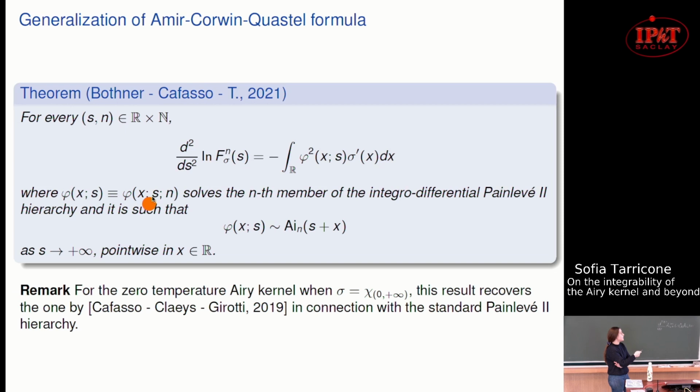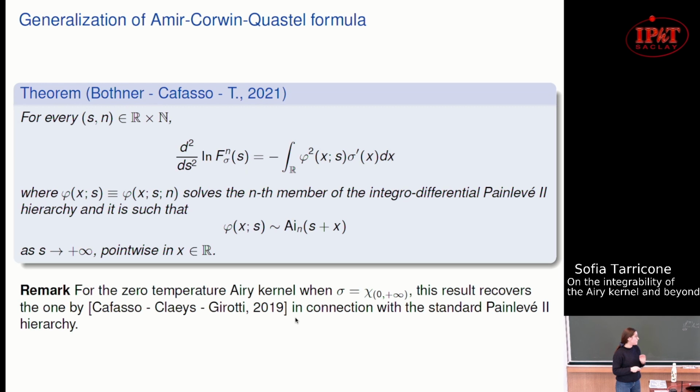It solves the nth member of an integro-differential Painlevé II hierarchy. So this will be an integro-differential equation that is now of order 2n, so the same order as this equation. And why is it called like that? Because it's an integro-differential version of the classical Painlevé II hierarchy that is very well known.